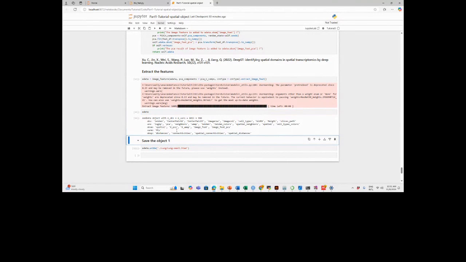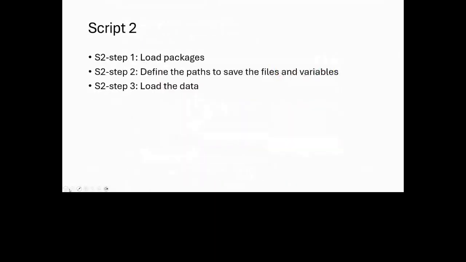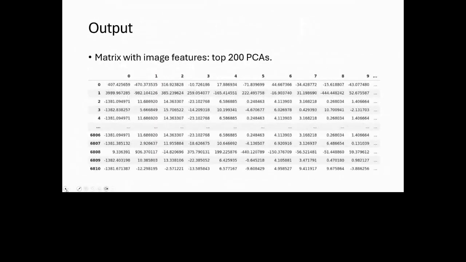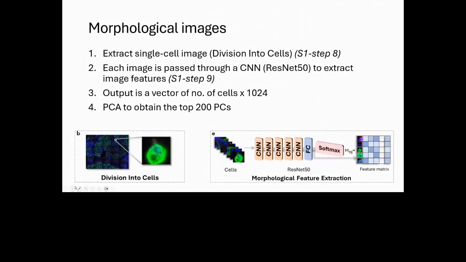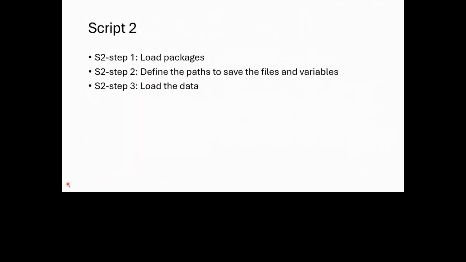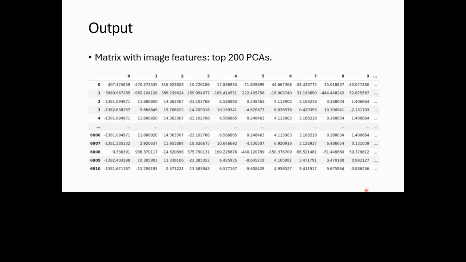Okay. So after this, the last step of this file is going to be to save our object. As you can see, this is just an example of the matrix with the image features. I'm going to show you in the data in a bit. And then the last step is going to be to save the file that we just created.